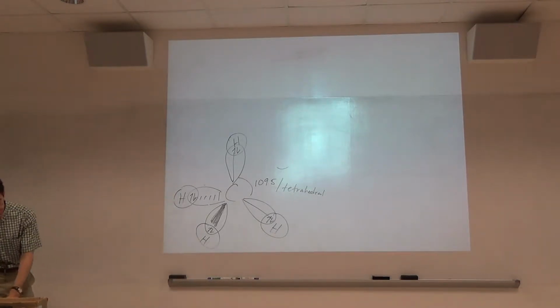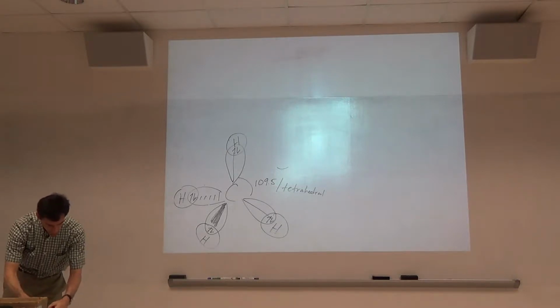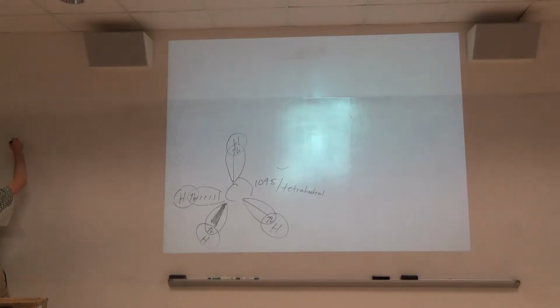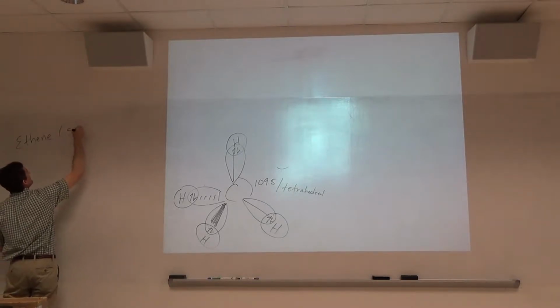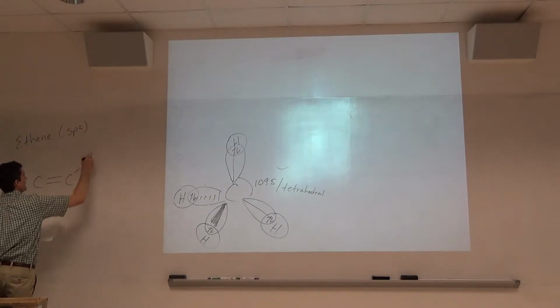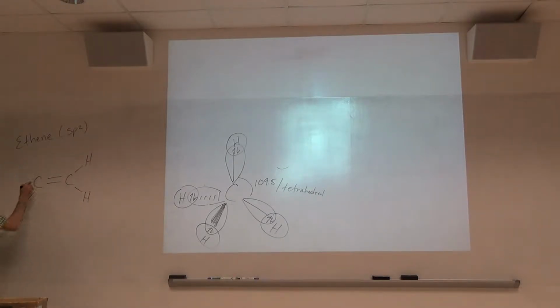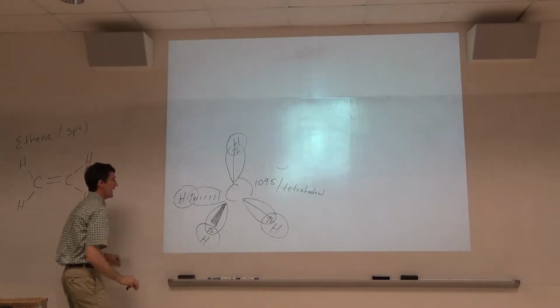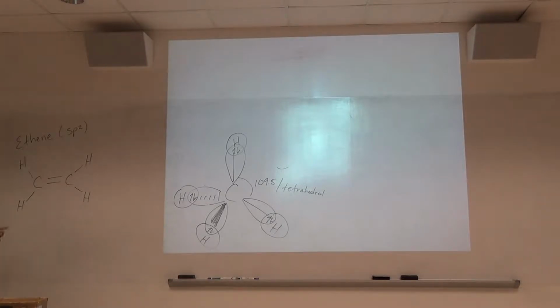Let's move on to sp2. With sp2, we're going to do ethene. This is going to be an example of sp2. Ethene: eth is 2 carbons, ene is an alkene, and to have an alkene, you have to have 2 carbons. So this is ethene, also known as ethylene. Ethylene can be polymerized to make polyethylene. Each carbon is sp2.